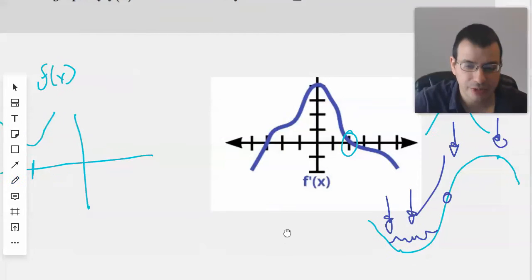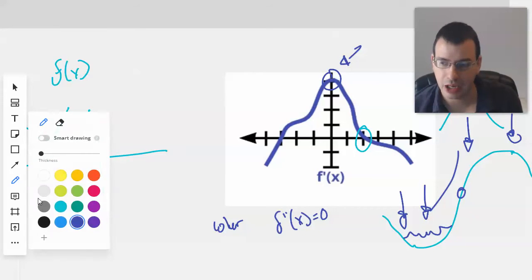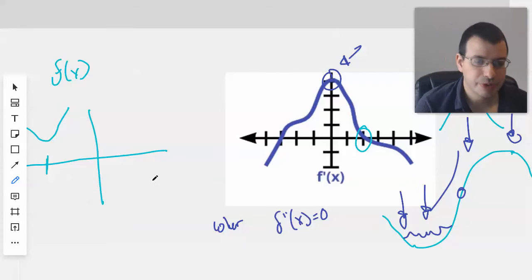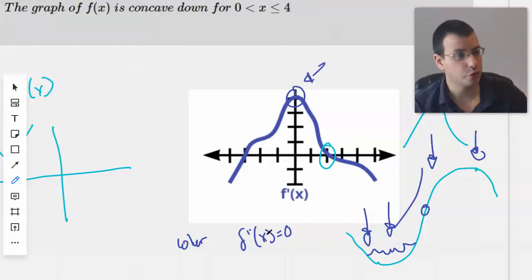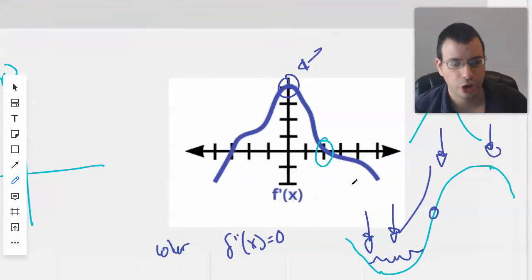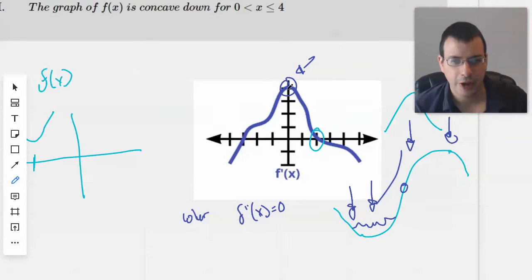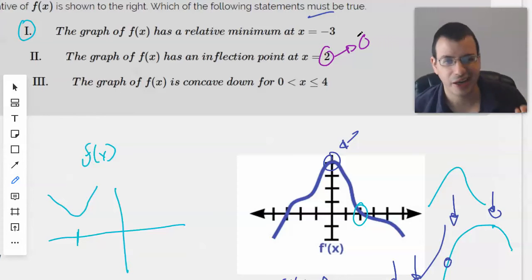And inflection points happen when f prime prime of x equals 0. So it'd be right there would be an inflection point, because the slope of the derivative would be 0. F prime prime of x is 0. So the inflection point would be there at x equals 0, not x equals 2.